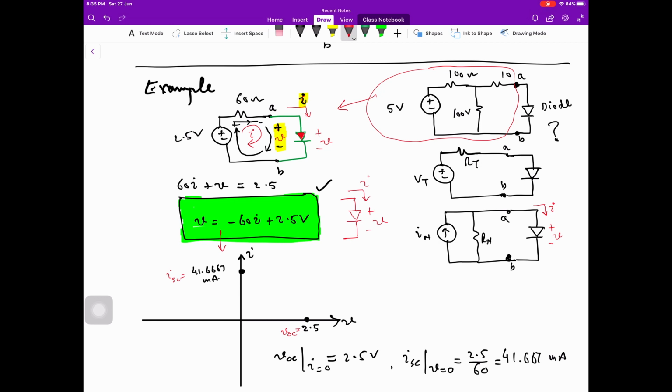And now we draw the load line. Joining these two points, we will have a load line over here. Now the application of this load line in this circuit is very interesting.